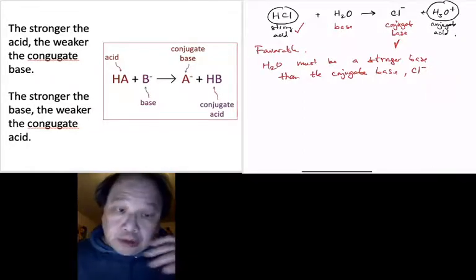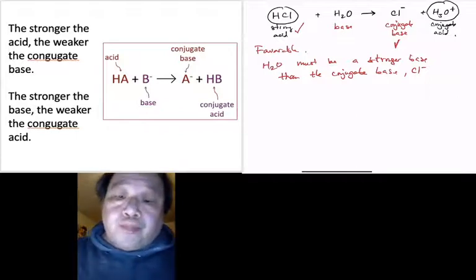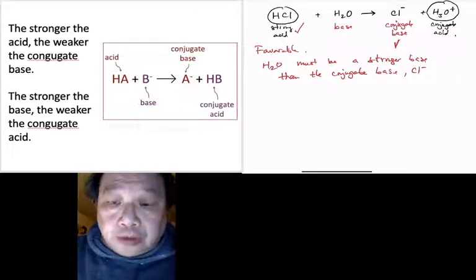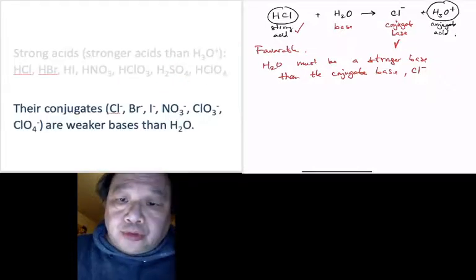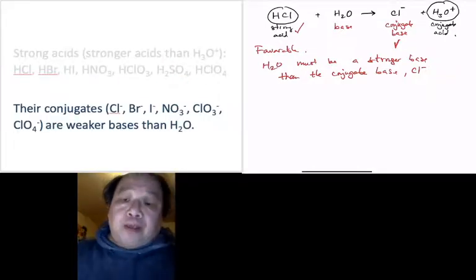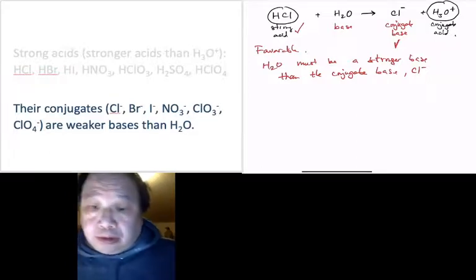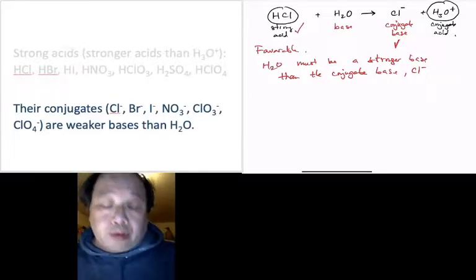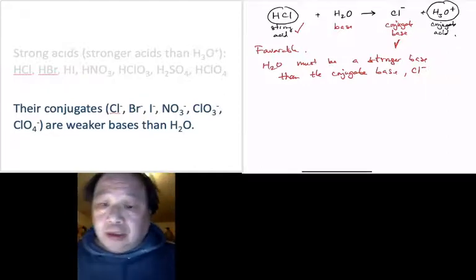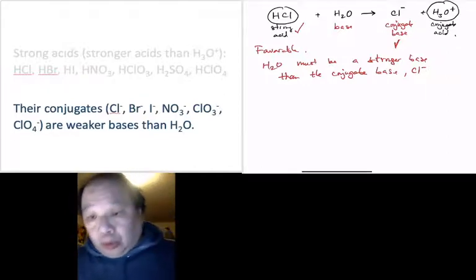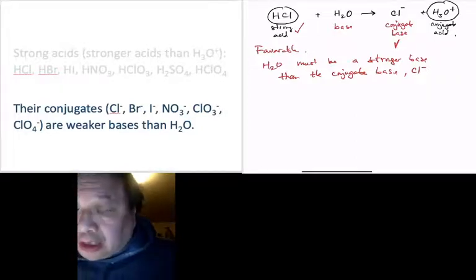And the sister relationship, the stronger the base, the weaker the conjugate acid. And with that, first we make the observation. That means that the only bases weaker than water as a base, and water is a base, but it's not a very strong base, the only bases weaker than water are the conjugate bases of the strong acids.